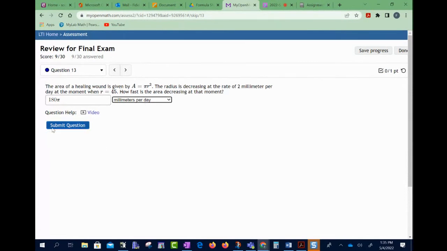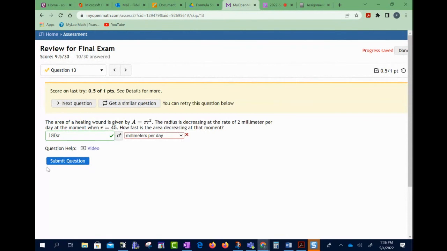So millimeters per day. Oh no, what did I do? Okay, my millimeters per day was off. Oh yeah, square millimeters per day. That's right, because it is area, right? My bad. So let's try that part. Boom, there we go. So 180 square millimeters per day. That's right, because it's area, right?